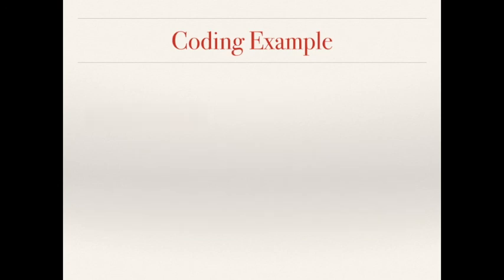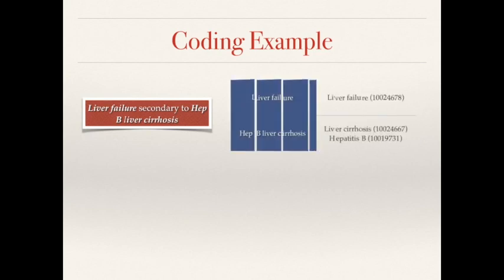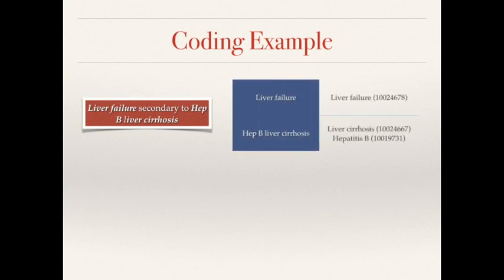The first diagnosis is liver failure secondary to hepatitis B, liver cirrhosis. We can infer that liver cirrhosis is the underlying reason for liver failure and that liver cirrhosis was brought about by hepatitis B infection. The LLTs of choice would be liver failure, liver cirrhosis, and hepatitis B. Liver cirrhosis and hepatitis B were coded as separate LLTs because there is no one term to accurately represent Hep B liver cirrhosis.